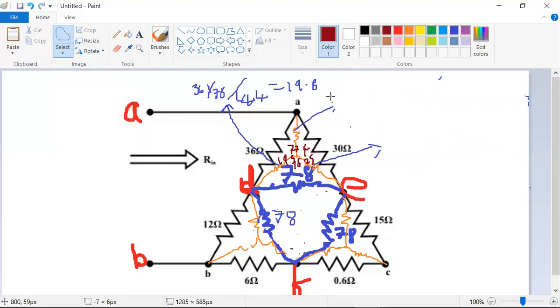So this I can remove this. Let me remove this. Let me remove this. Let me remove this. Let me remove this.